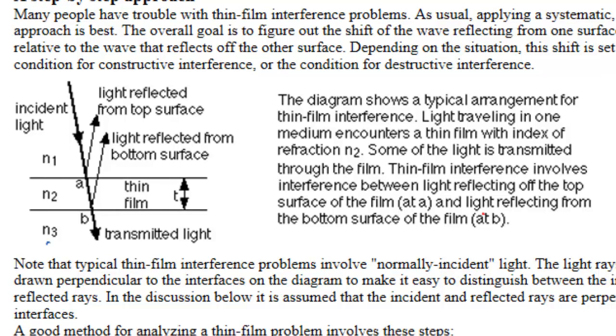The diagram that we're giving you now is a typical arrangement for thin film interference. You have incident light, which is reflected from the top surface and also reflected from the bottom surface. And there might be three various materials. Usually the first one might be air, but it could be anything. So N1, N2, and N3. And the overall goal is to figure out the shift of the wave reflecting from one surface of the film relative to the wave that reflects off the other surface. And this is the condition for constructive interference or destructive interference, depending on what you see.